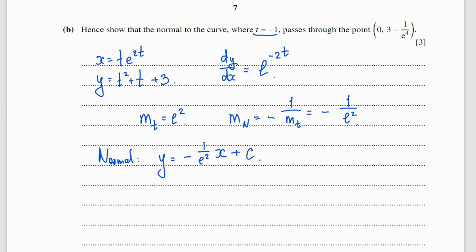How can we find c? First of all, we should find a point that belongs to this line. And since we're given the equations for x and y and the value of t, we can easily get it from there. Substitute it into x, and I will get minus e to the power of negative 2. Substitute into y, and get 1 minus 1 plus 3, which is just 3.